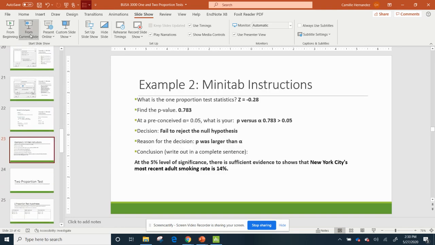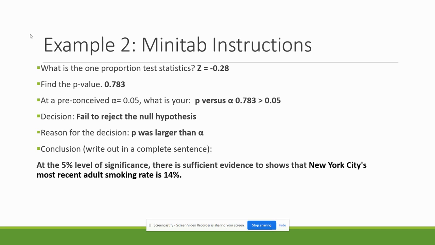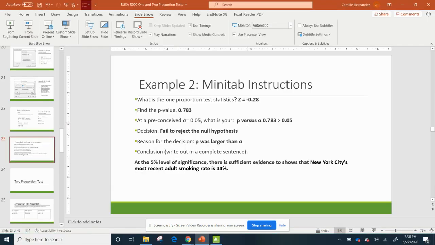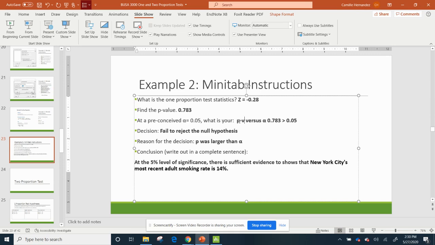Okay. So my one proportion test statistic was Z equals negative 0.28. So think about it on that normal distribution curve. This is slightly below the mean if I was going to graph it. The P value is 0.783. Okay, so the P value versus this level of significance, 0.783 is greater than 0.05. So I failed to reject the null because the P value was larger than the level of significance.